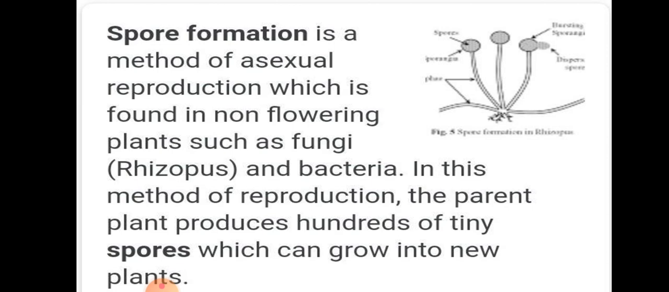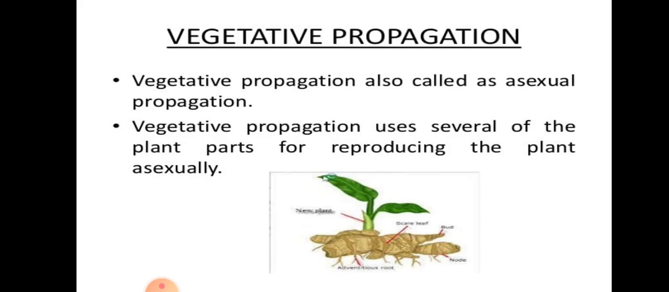Hope you people are understanding how asexual reproduction takes place in plants by fragmentation and spore formation. Next method is vegetative propagation. Here, as it is asexual reproduction, only the vegetative parts take part. What are the vegetative parts? That is the leaves, stem and roots of a plant which give rise to a new plant. Vegetative propagation uses several plant parts for reproducing the plant asexually. The reproductive parts, as I said, are not involved in this method. This method is commonly observed in plants such as potatoes, rose, bryophyllum, etc.